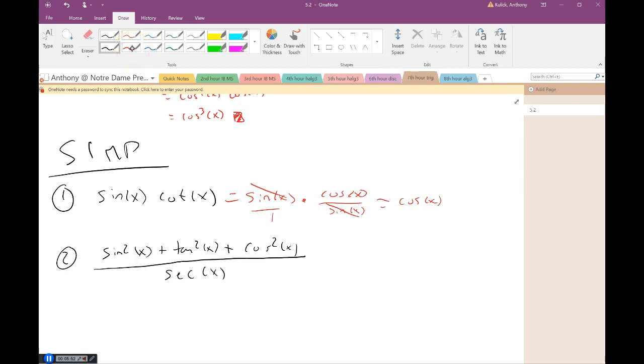Okay. So, hopefully you notice something rather useful right away. Sine squared plus cosine squared is? Good. And then 1 plus tangent squared, does that look familiar?